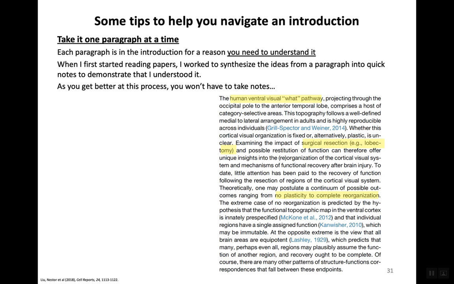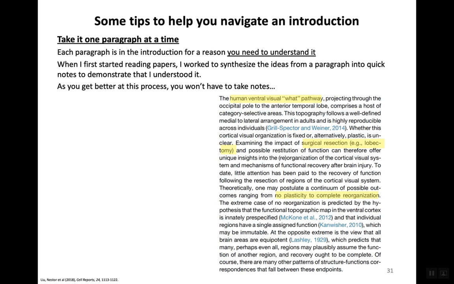And we're going to go through this sentence by sentence and see what are the things that we should react to and how. Okay, the human ventral visual pathway projecting through the occipital pole to the anterior temporal lobe comprises a host of category selective areas. Okay, so if you read this sentence, that's good news for us. We understand that the object of study is the ventral visual pathway, which we have already covered in previous lectures. So we already have quite a bit of background information of what this study addresses.